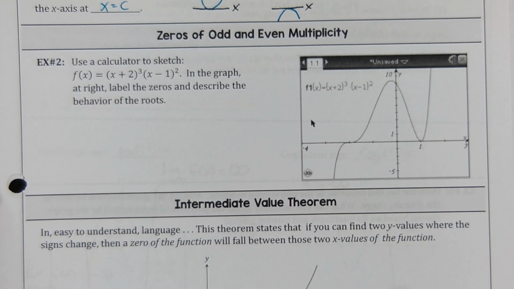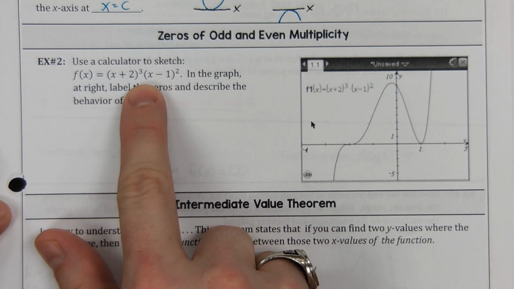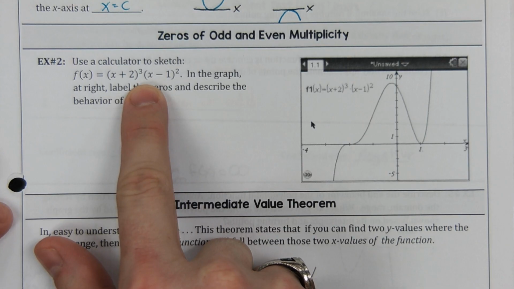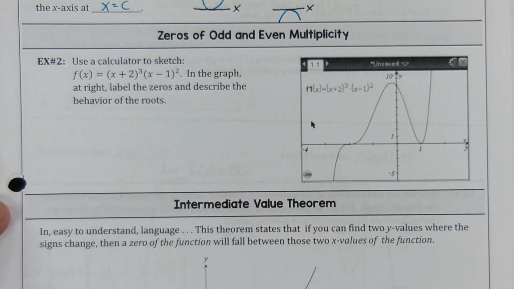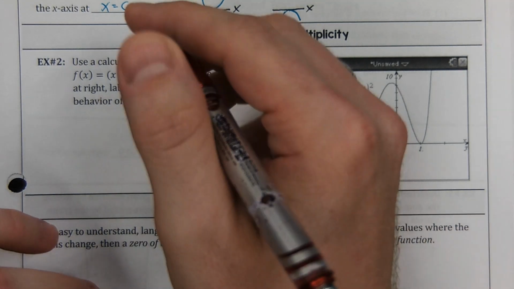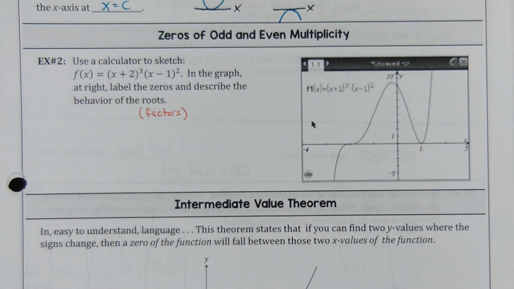The direction said use a calculator to sketch it, but then here's a picture of that sketch, so we don't even need to grab our calculator. Okay, there it is. This is the polynomial in factored form. It has 2 real zeros because there are 2 different numbers that make the inside equal 0. It says in the graph at the right, label the zeros and describe the behavior of the roots. This is the same thing as saying the behavior of the factors.